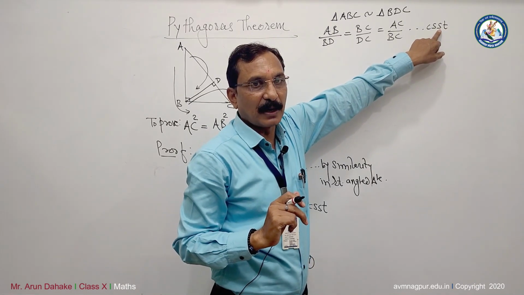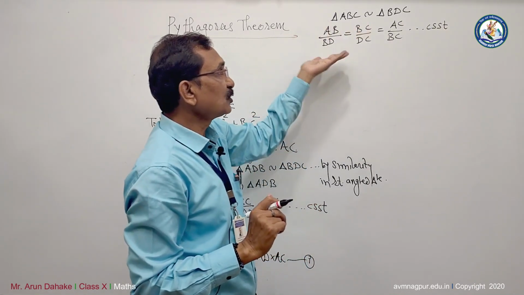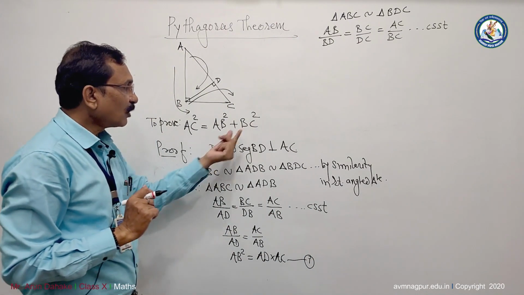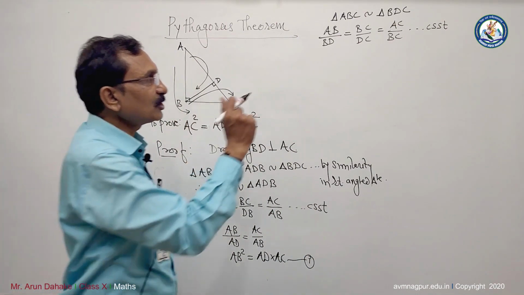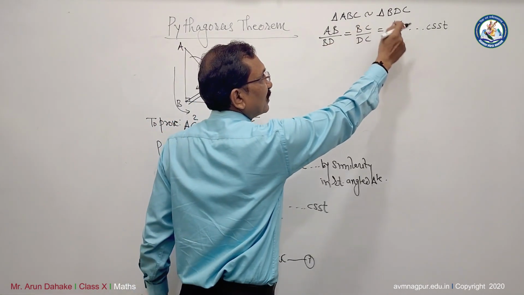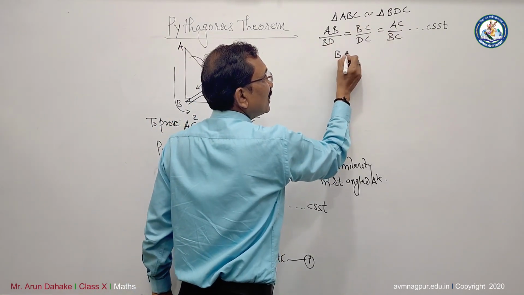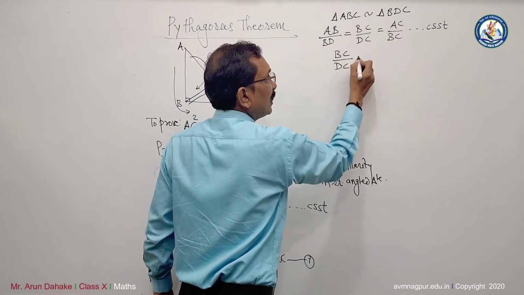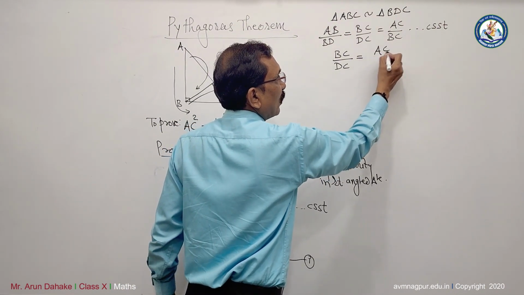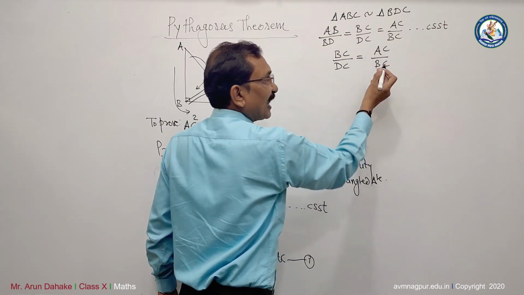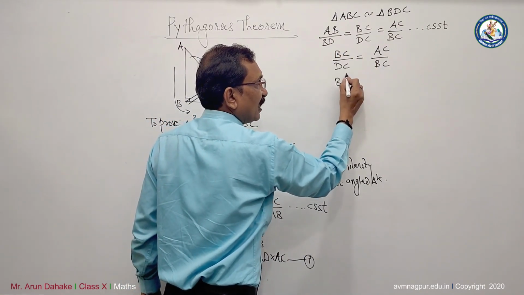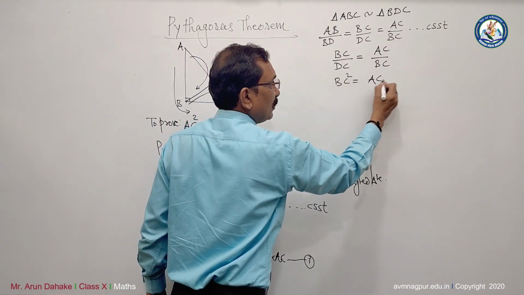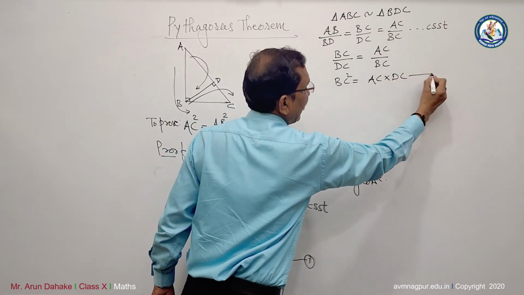This is a very important part. Now, again choose the second pair. What is required here? BC square. So in which two ratios is there a BC? The second and third ratio. So choose this one, BC upon DC is equal to AC upon BC. Now after cross multiplication, BC square is equal to AC into DC. This is the second equation.